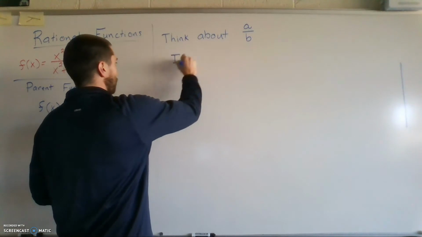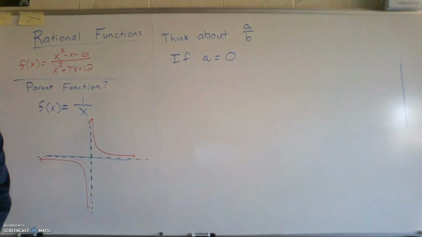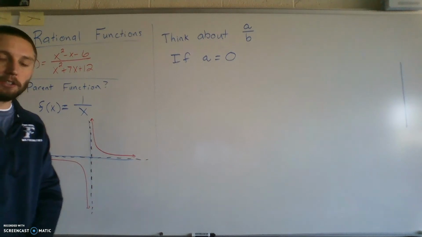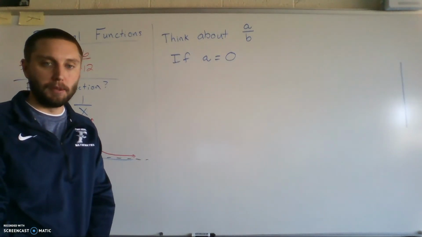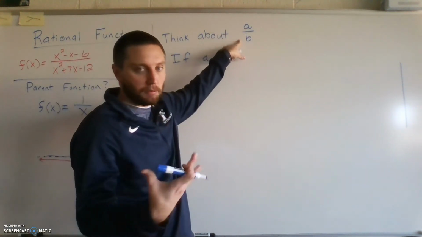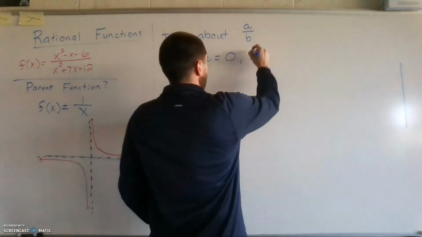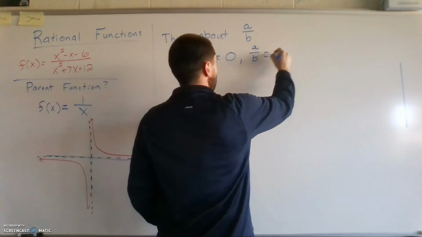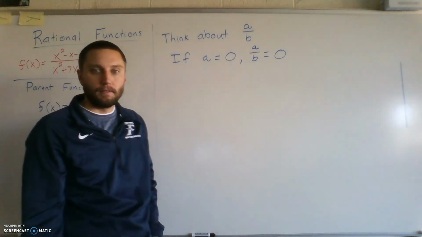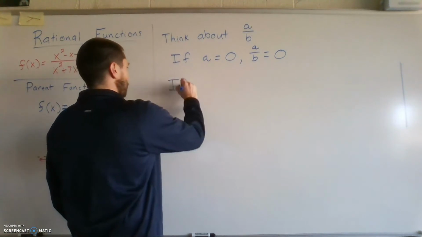So I want you guys to think, what would happen if a was equal to 0? So what happens to this fraction if a is equal to 0? So if the top of that fraction is equal to 0, what does that tell you about a divided by b as a whole? Well, if a is equal to 0, that'd be 0 divided by some number, which would be equal to 0. So if a equals 0, then that means that a divided by b is going to be equal to 0, assuming that b is some sort of constant. Okay? Alright, so we'll come back to that in a second.